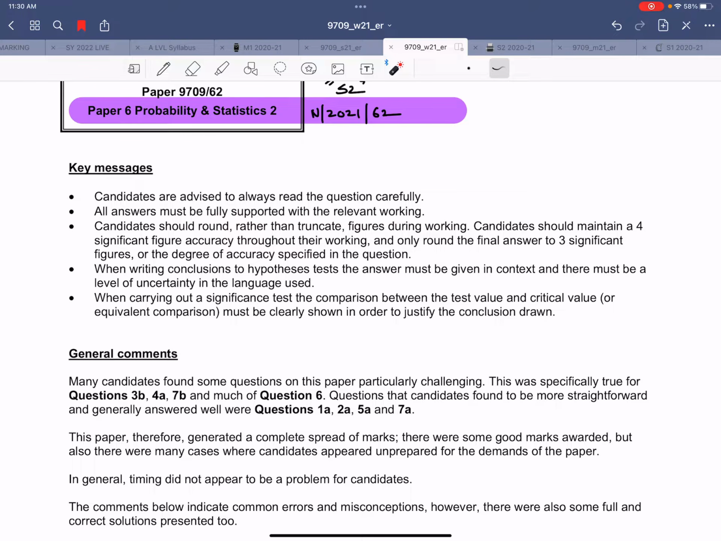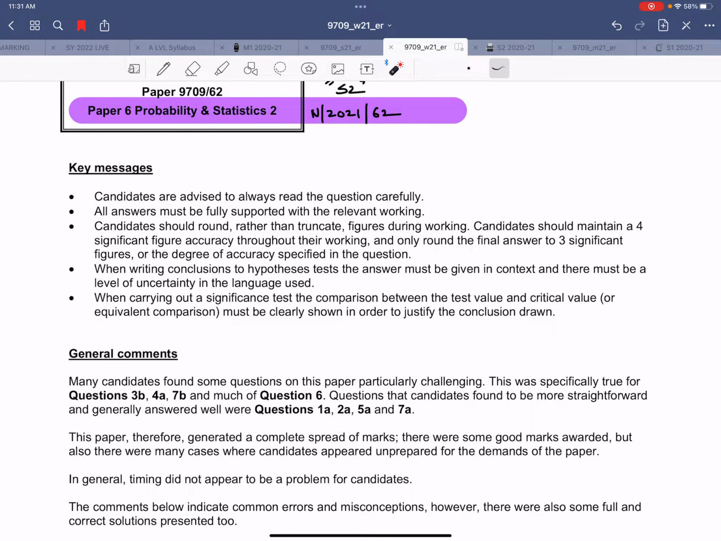Show all working. Candidates should round rather than truncate figures during working. So don't just cut it off. Round it according to the level of accuracy that you have learned in basic maths. Candidates should maintain a 4 SF accuracy throughout their working. Only round the final answer to 3 SF, or if the degree of accuracy is specified in the question.